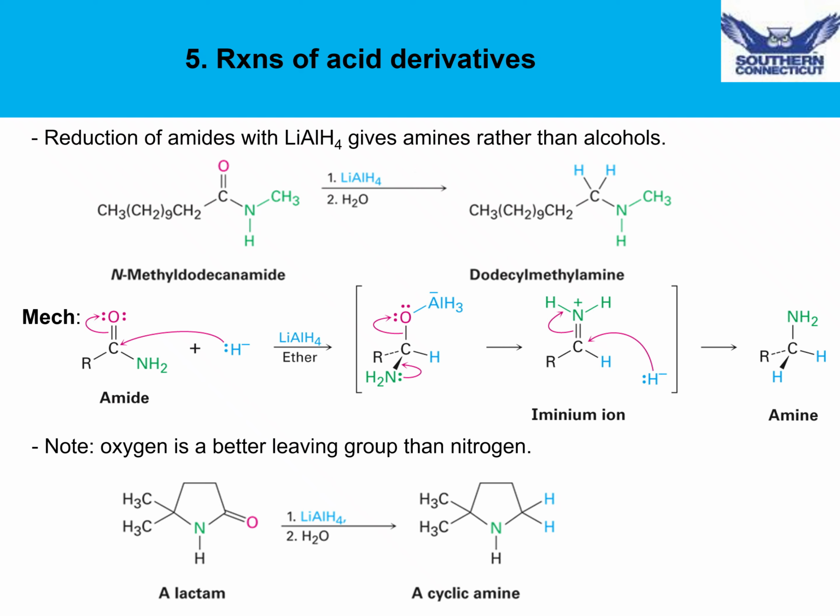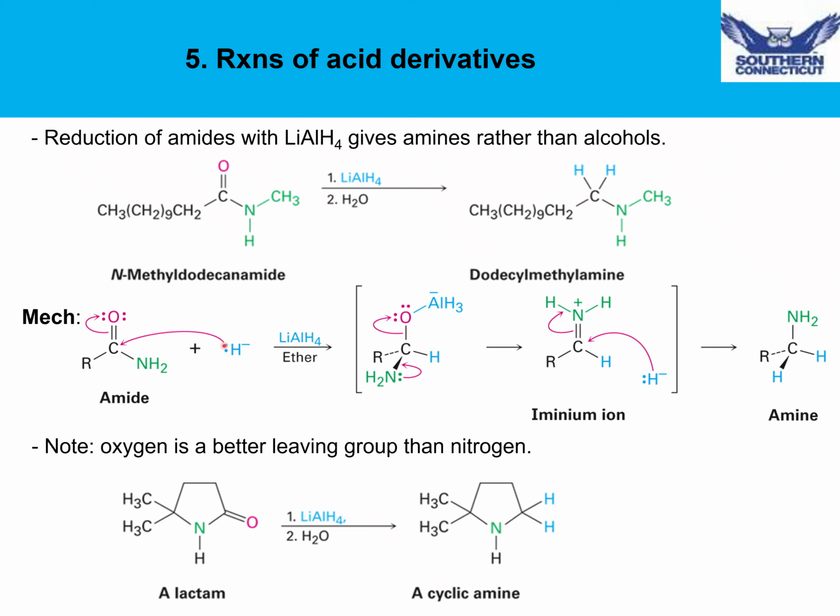Amides are a little bit different when it comes to hydride reactions compared to esters and acid chlorides. For example, if we start off with this amide, when we add lithium aluminum hydride, instead of obtaining a typical primary alcohol, which we did with esters and acid chlorides, we get instead an amine. So let's take a look at the mechanism to see why that occurs.